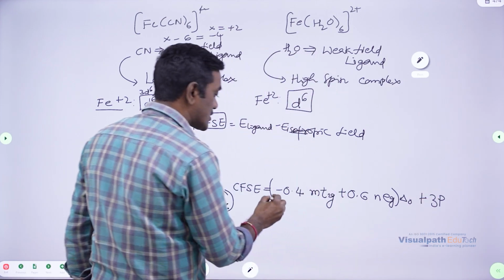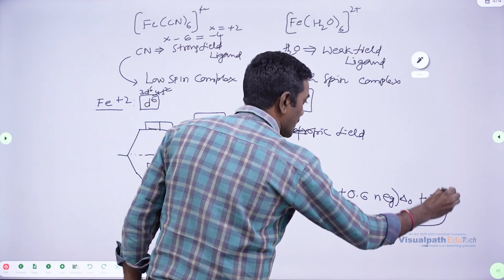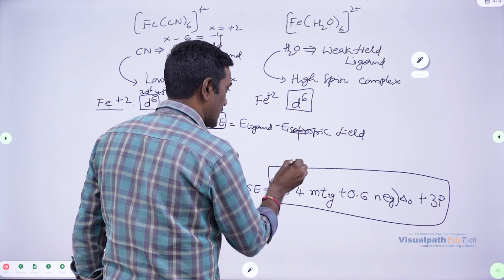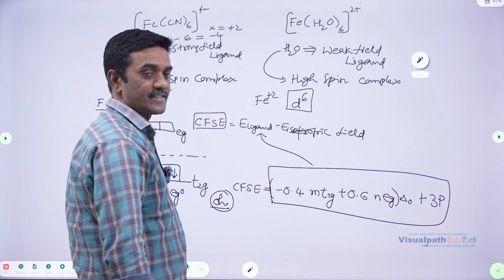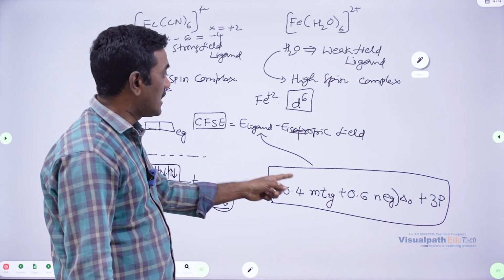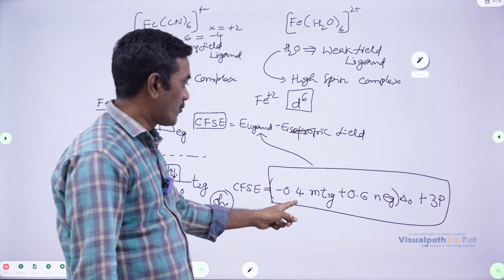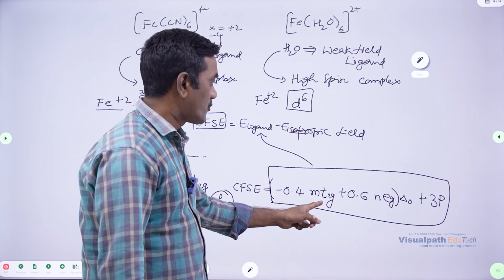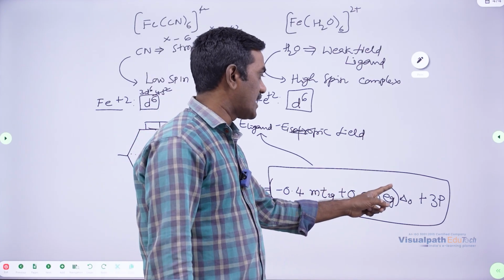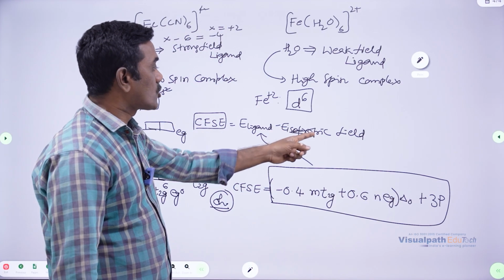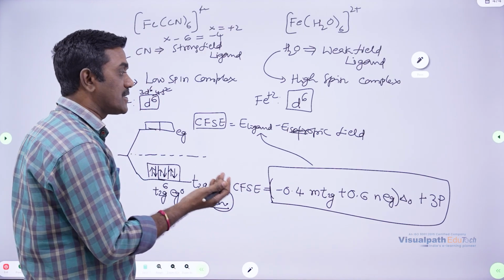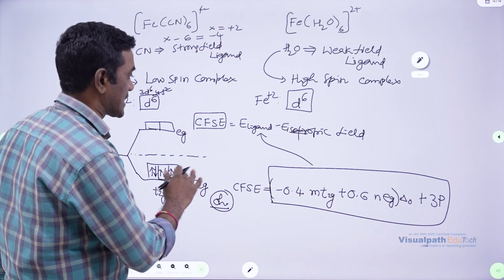Right? This is completely going to be the energy for ligand. Energy from the ligand: minus 0.4 m t2g plus 0.6 n eg delta naught plus 3p. Now obviously, from the isotropic field, how much? What is the meaning of isotropic? We will discuss that.